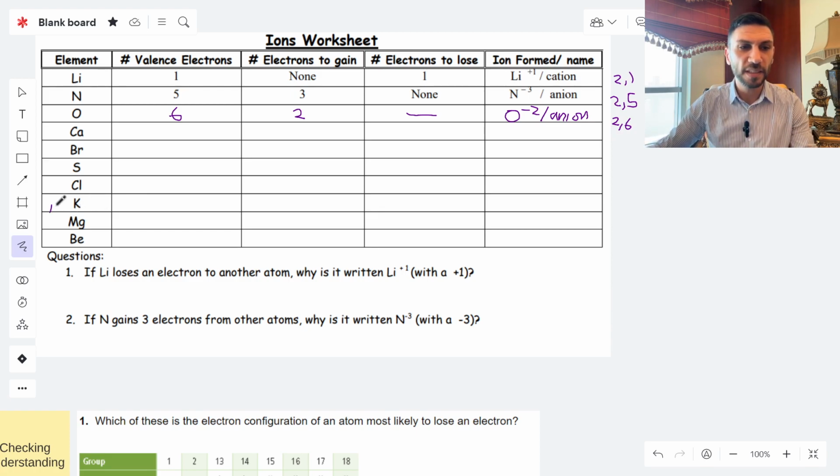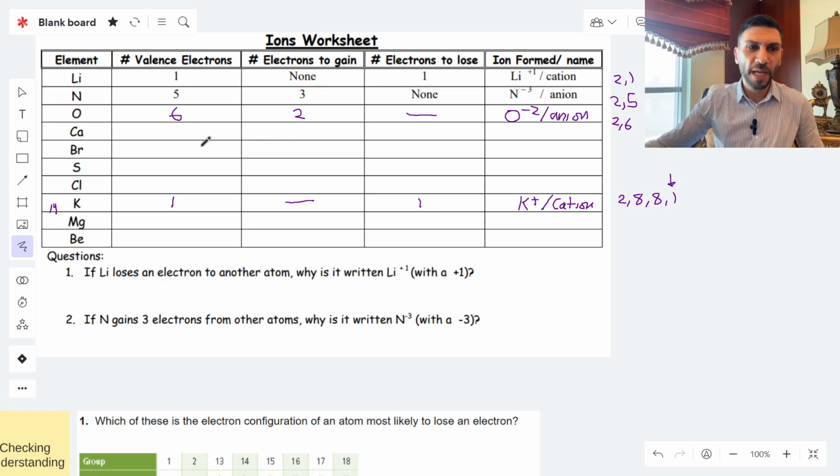Potassium has atomic number 19, so its configuration is 2, 8, 8, and 1. That is 19 electrons. The number of valence electrons is 1. The number of electrons to gain: none. The number of electrons to lose is only 1. And the potassium ion will be positive 1, and it's called a cation.